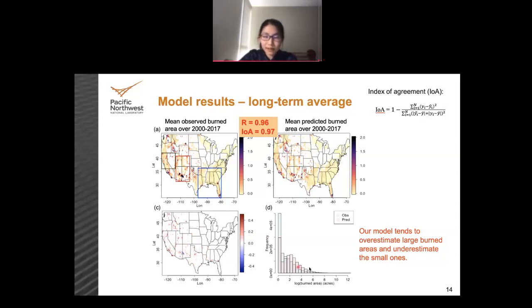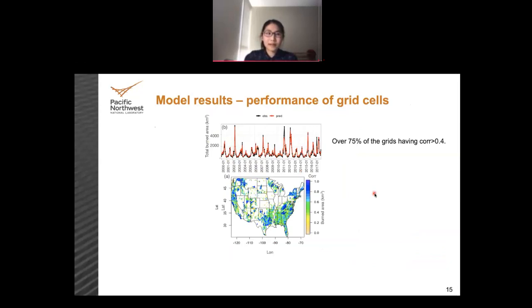And if we look at the distribution of the observation and prediction, we see the prediction distribution is shifting toward the right. So our model, even though it can capture the spatial distribution pretty well, tends to overestimate the burn area. Since in the previous slides I only showed the long-term average, we also care about whether our model can capture the burn area at monthly scale for each single grid.